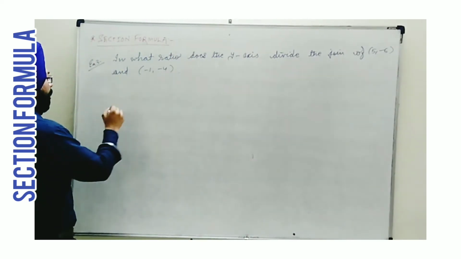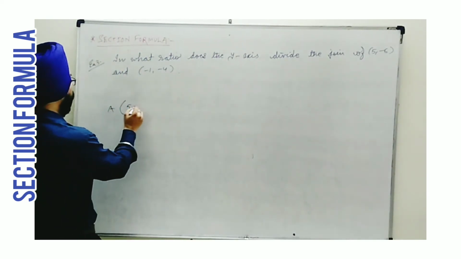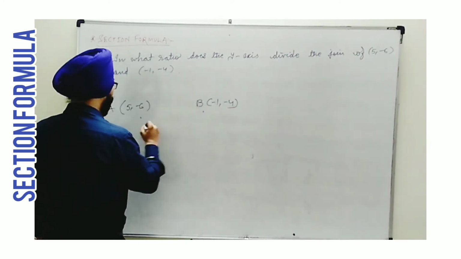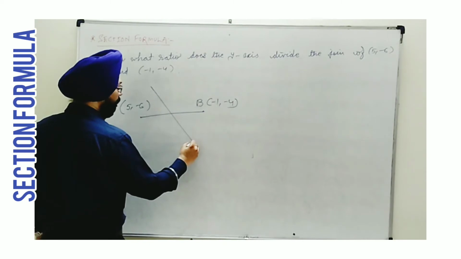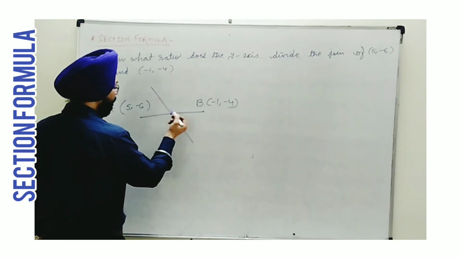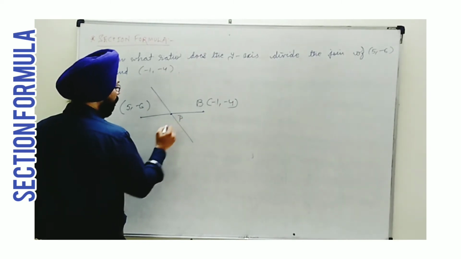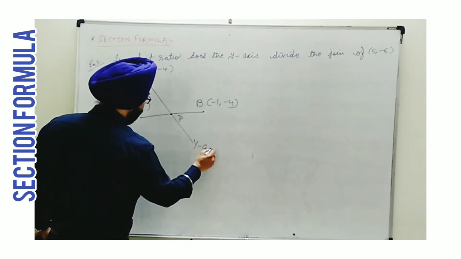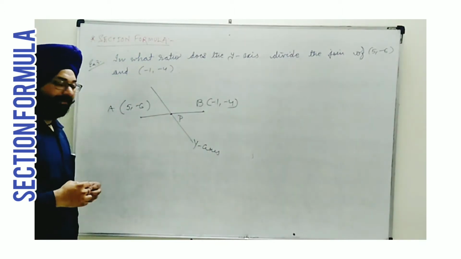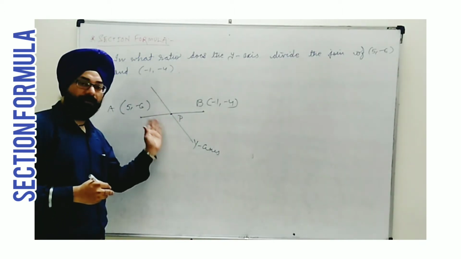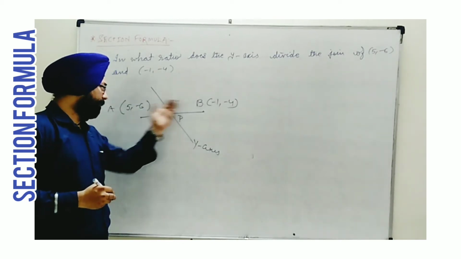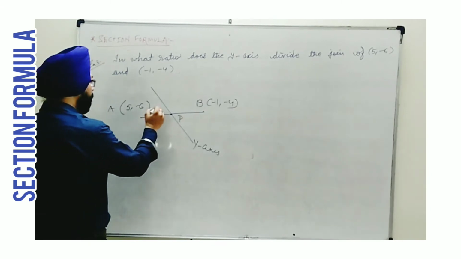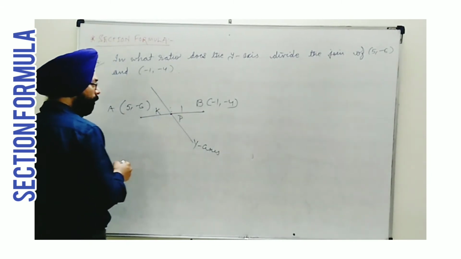We are told that 2 points, A (5, minus 6) and B (minus 1, minus 4), are given. And division is being done, but not by a given point. We are not told anything about this point P. We are given that this P is a point on the y-axis. This line I have drawn to show the y-axis. So this point P lies somewhere on the y-axis, and it divides AB. To find the ratio, let's suppose the required ratio be k is to 1.